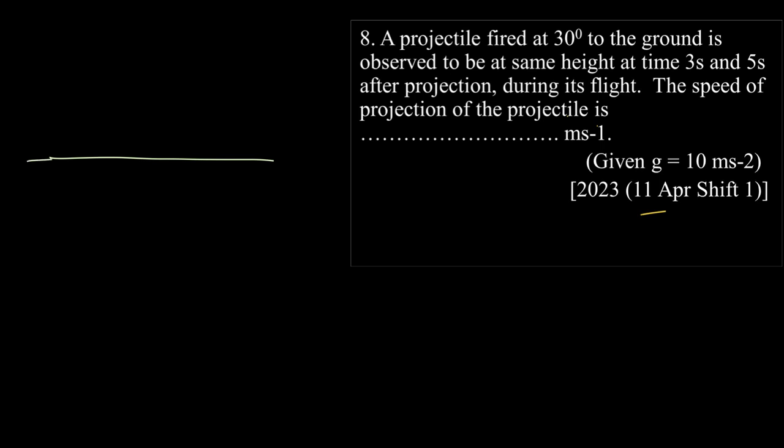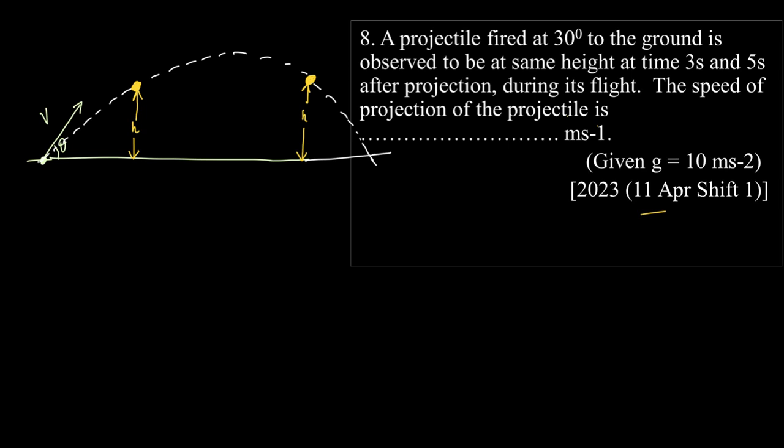Why, I'll tell you. Say this is the ground, and an object is projected with velocity v at an angle theta. Now we know that the trajectory of the object would be parabolic in nature. Let us assume that the object is at the same height from the ground at these two points, and let us name that height as h.